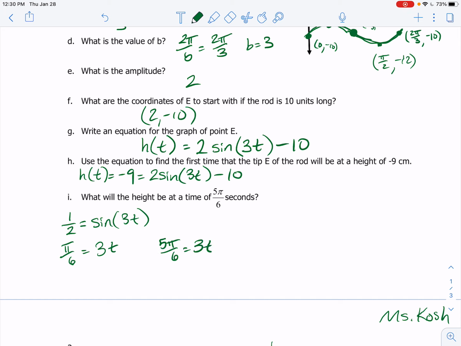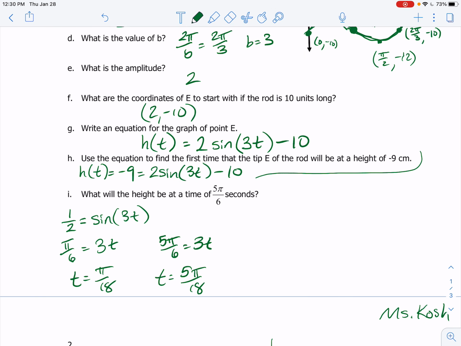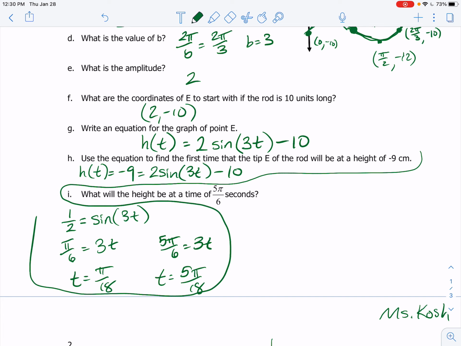So really and truly, the reason I'm doing this is because it shows up in your homework. This right here is the answer to the question. So let's finish. We need to divide both sides by 3 or multiply by 1/3. So time is equal to pi over 18, or here, time is equal to 5 pi over 18. And so that's going to be when that happens. This is all that problem. Okay, what a mess.